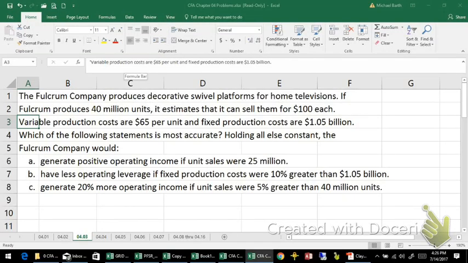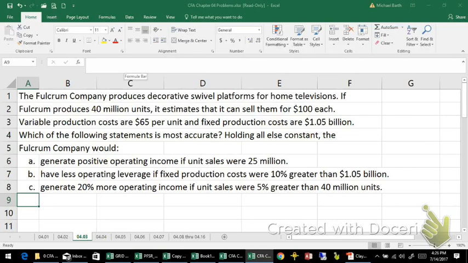This is problem 4.03 from the CFA Institute textbook, Corporate Finance: A Practical Approach. Here we're asked some questions about operating leverage, break-even units, and the impact of those on company profitability.